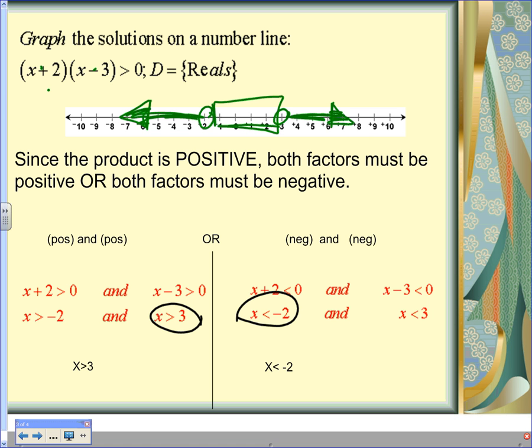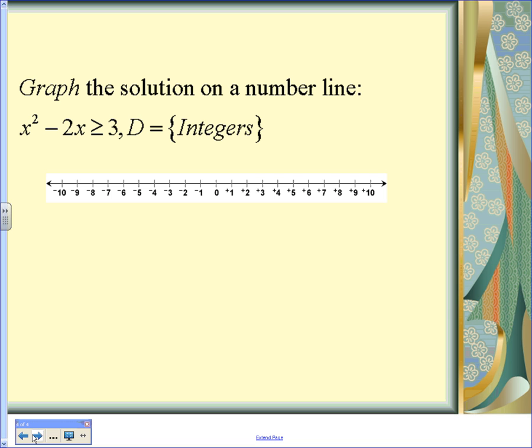Negative 2 and 3 will not work. That's why we have open circles on them. Does that make sense? Because when you plug in negative 2 and 3, you get 0 and 0, which is not true. Y'all with me? Okay, let's look at another one.